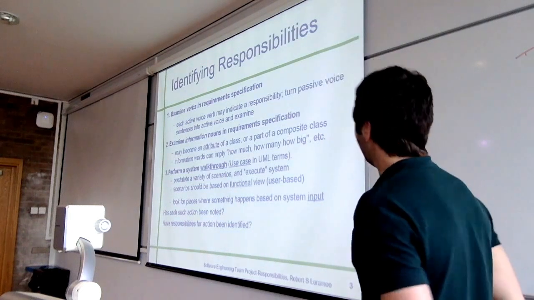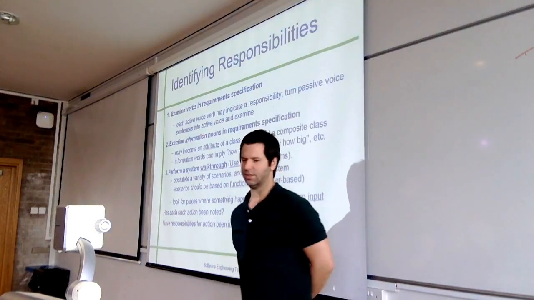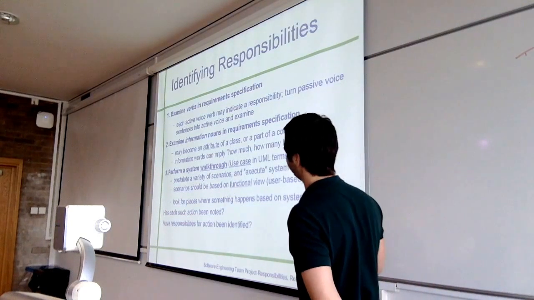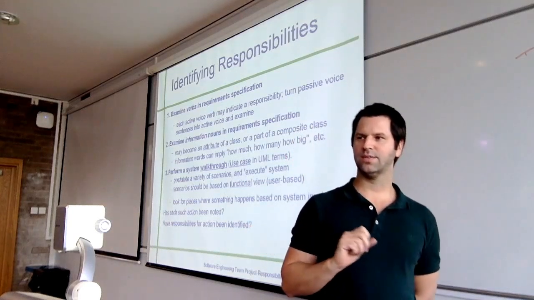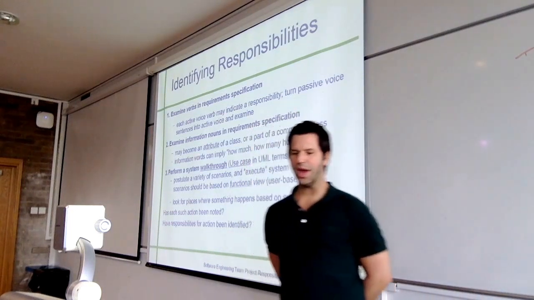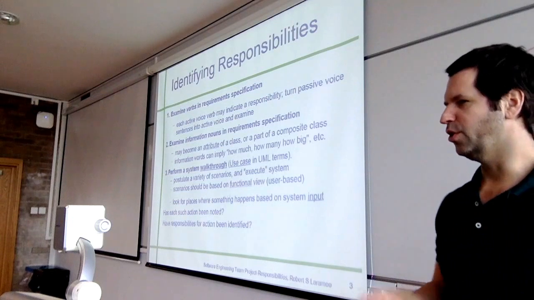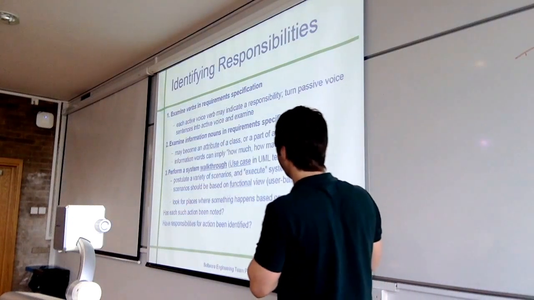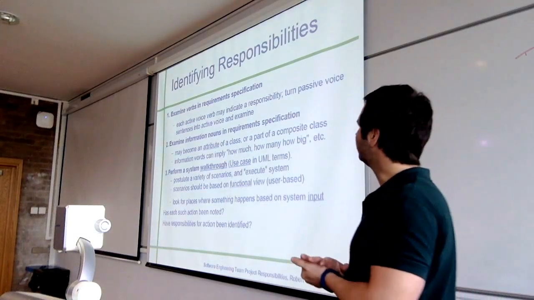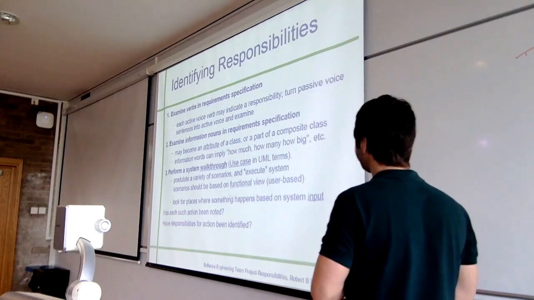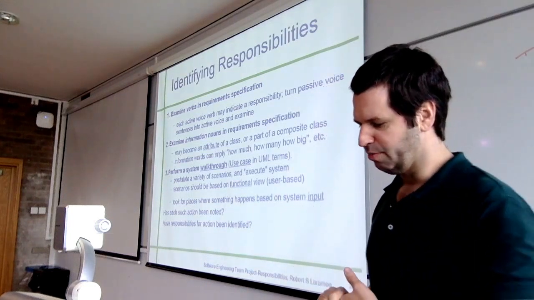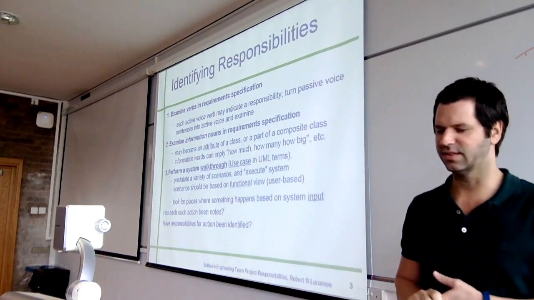So identifying responsibilities, put a star on this slide in your notes because this is a very important slide. And it corresponds to a slide from last week, which was Identifying Objects. So how do we identify responsibilities? In other words, how do we extract them from the natural language text specification? We examine verbs in the requirements specification. Each active voice verb may indicate a responsibility. Turn passive voice sentences into active voice sentences and examine.